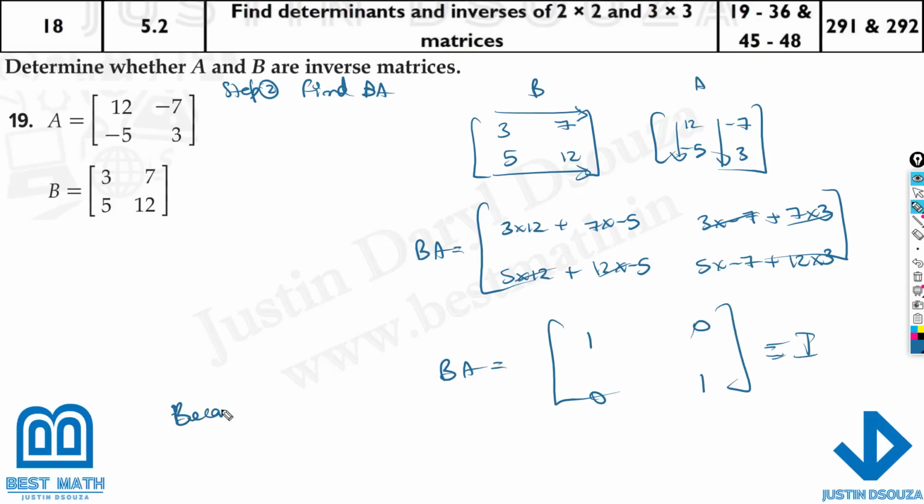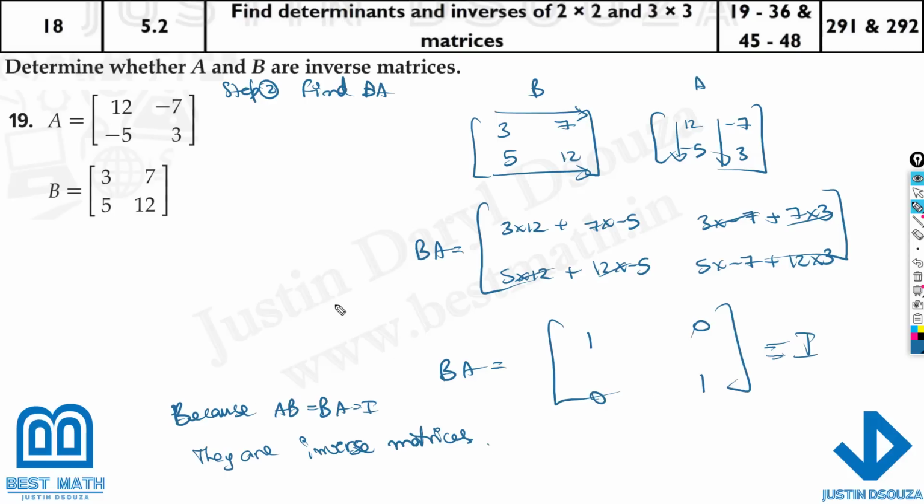Now what you can say is, because AB equals BA equals I, they are inverse of each other. They are inverse matrices. You can write it from the question itself. So this is the thing, inverse matrices. So this is how we solve it.